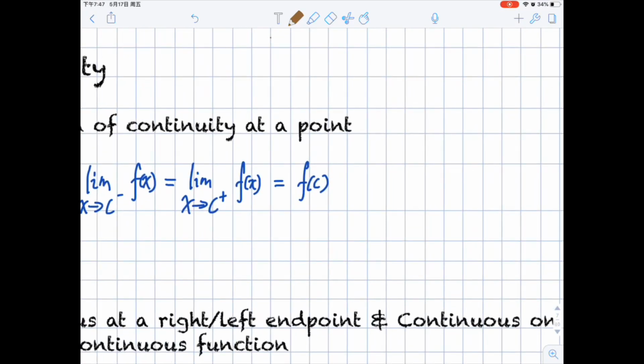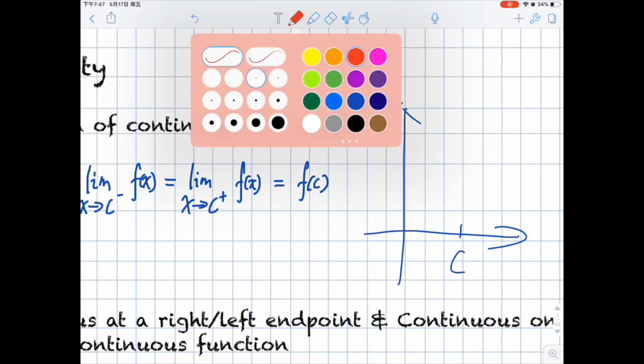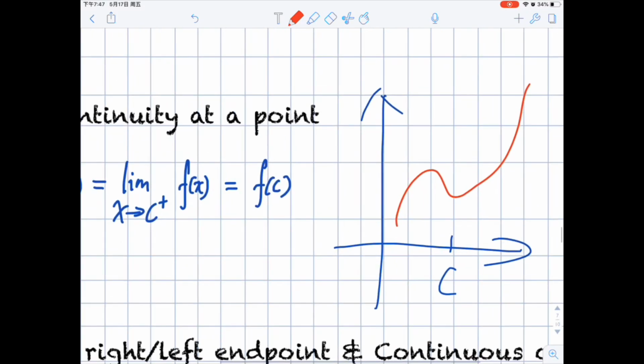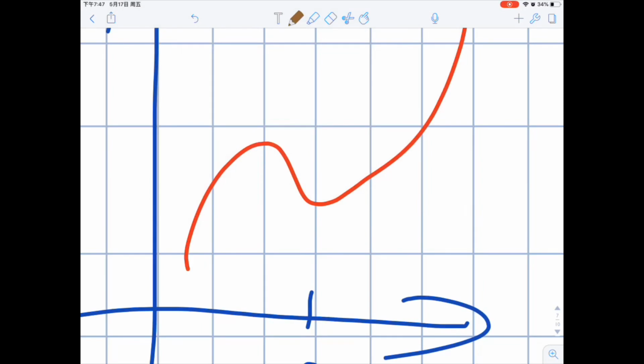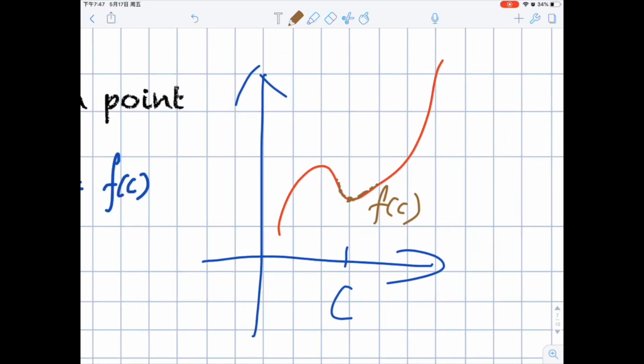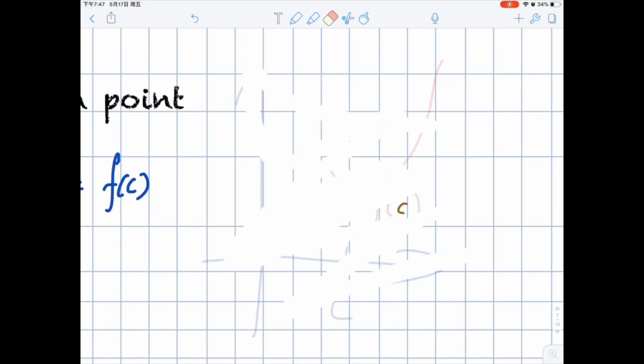So let's draw a graph so we can understand it better. This is c. Let's say the graph looks something like this, and let's see the points around x equals c. From the two sides, they are both approaching the actual y value when x equals c. Then it means the function is continuous at point c. Then let's move on.